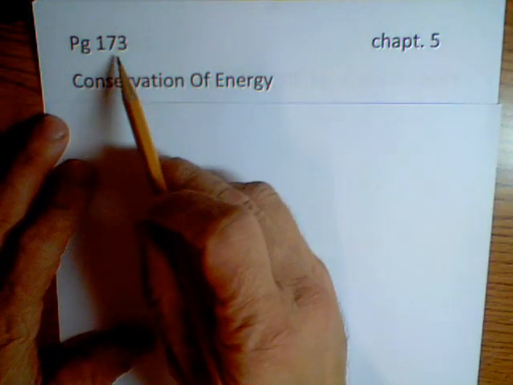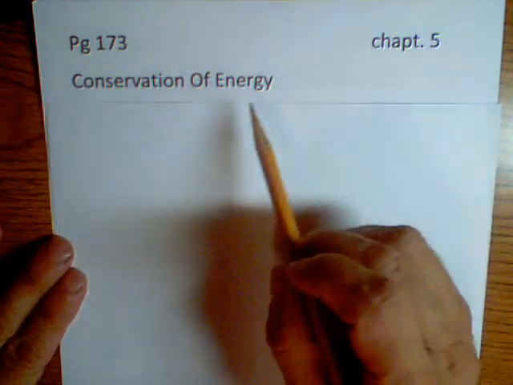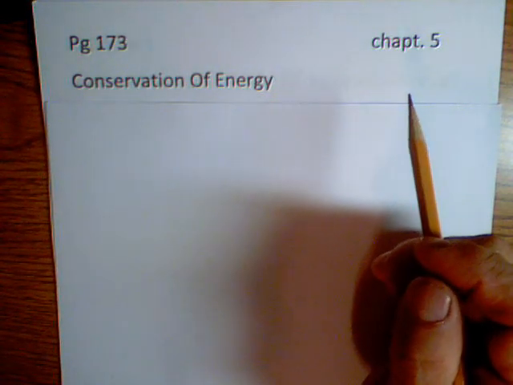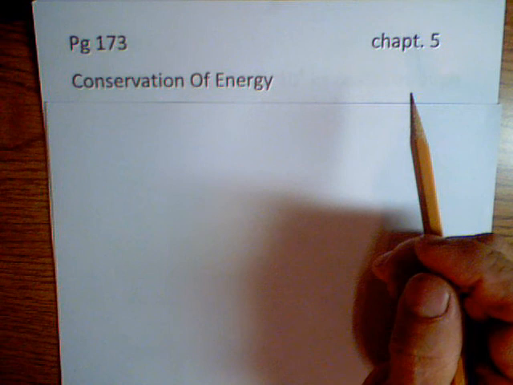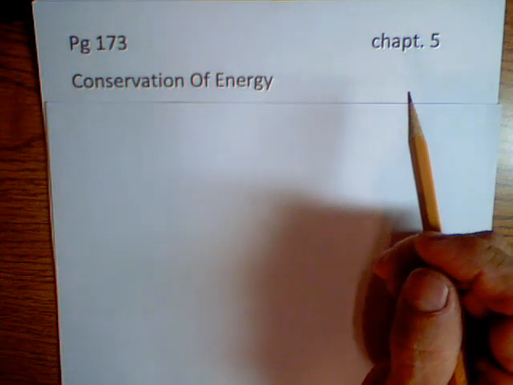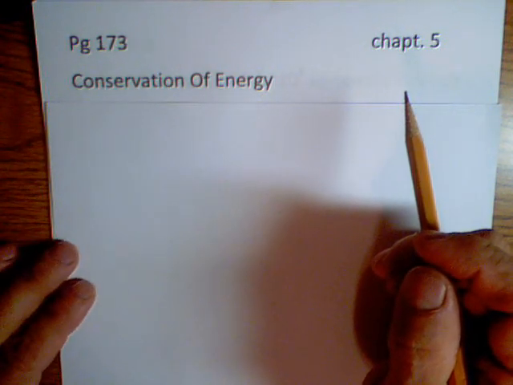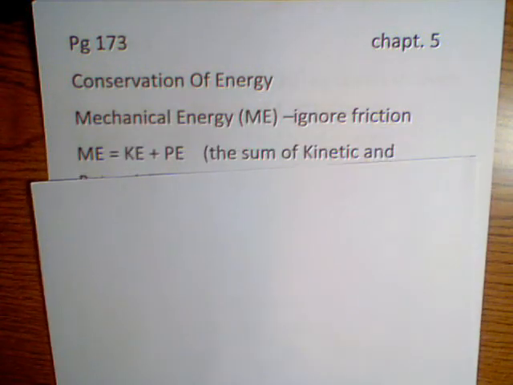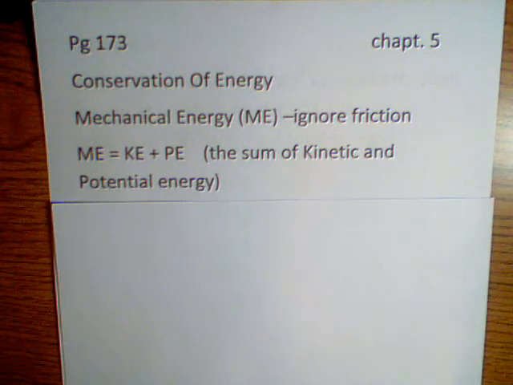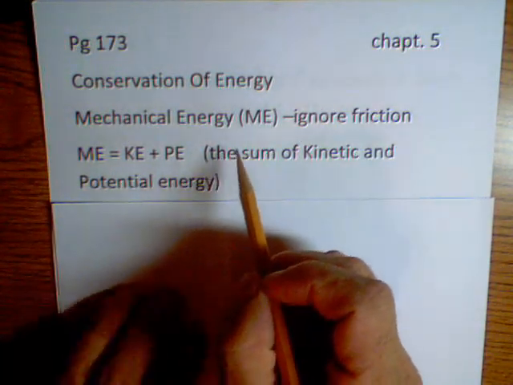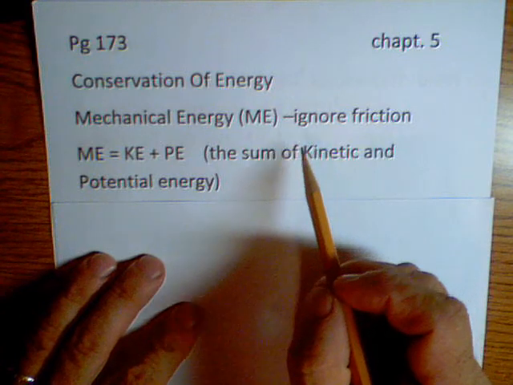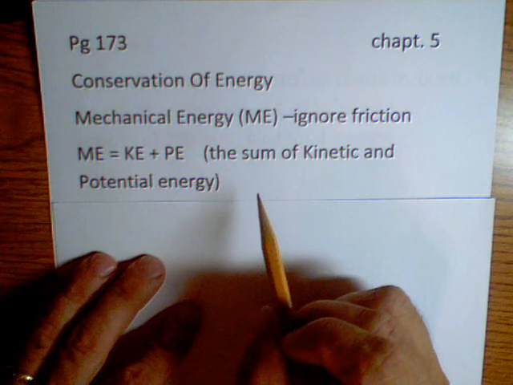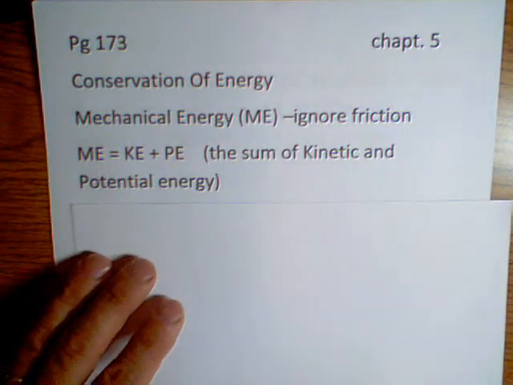I'm on page 173, chapter 5, conservation of energy. Now, by this time you should have studied kinetic energy and potential energy and understand those equations, because now what we're going to do is put those together. And when we put them together, we find that mechanical energy equals the potential energy plus the kinetic energy, or the sum of the kinetic and the potential energies.